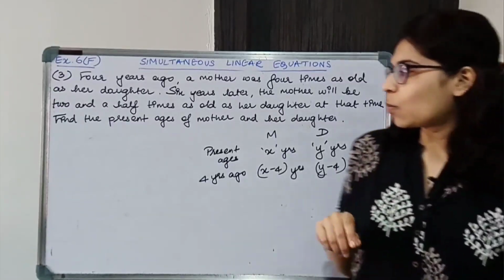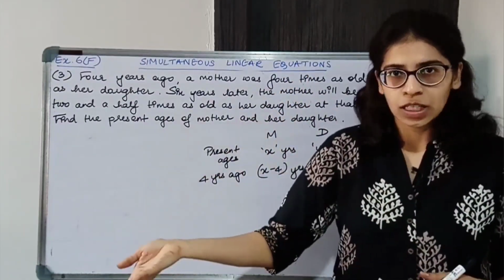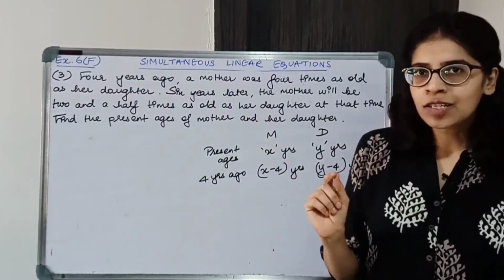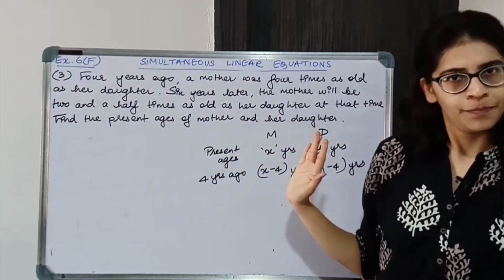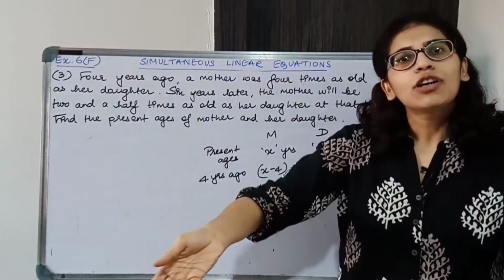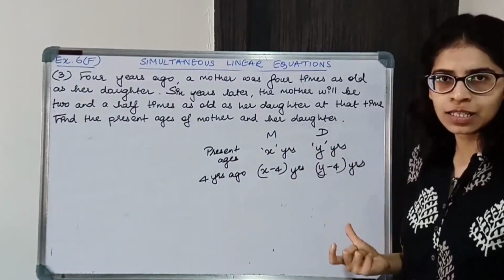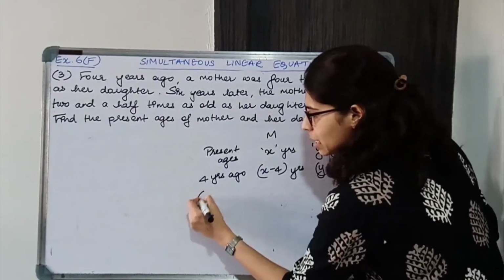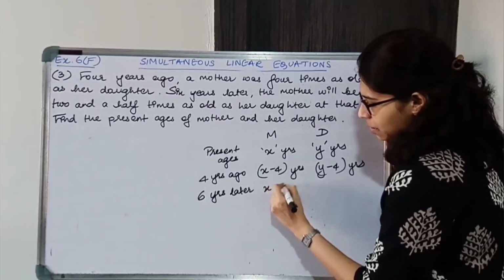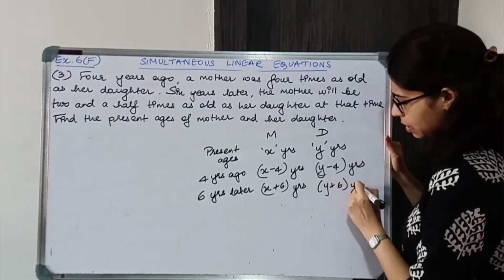Okay. Now 6 years later means 6 years afterwards. So 6 years later from the present ages. All the ages that we are considering is with respect to the present ages. Okay. So 6 years later from the present age, what will the age become? It will be x plus 6 and y plus 6. So 6 years later it will be x plus 6 and y plus 6.